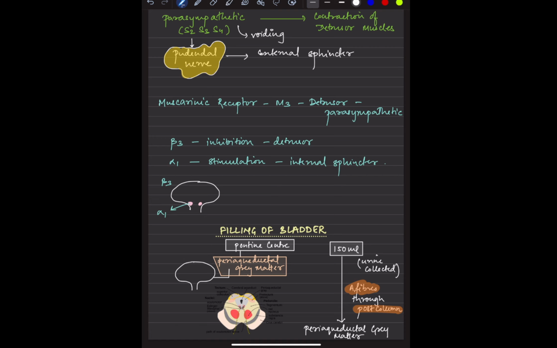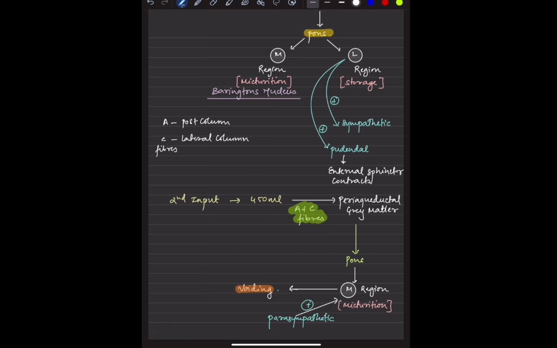Now, if you talk about the filling of the bladder, whenever a certain amount of urine is getting collected, like 150 ml, the signal goes through the A fibers, through the posterior column, into the periaqueductal gray matter, and then into the pons. Now, in the pons, it is decided whether it has to be micturition or storage. If it is micturition, then it is the M region, and the L region is for storage. Now, if it is 150 ml, of course, there won't be any micturition because the bladder can store this, right?